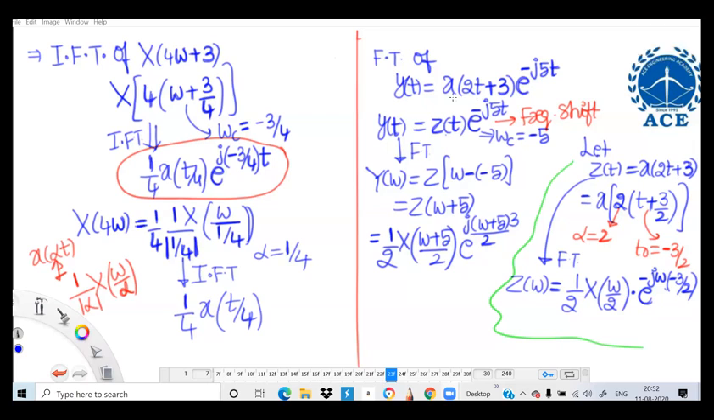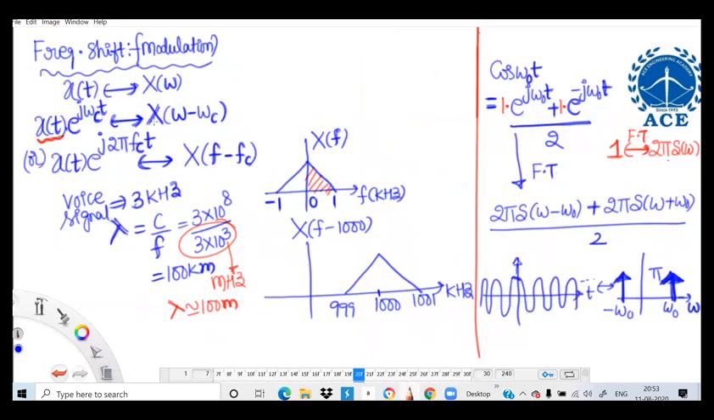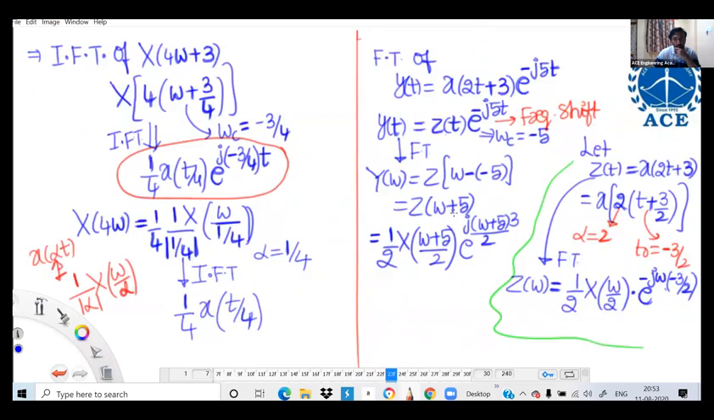Sir, in the given example, on the right side, I took e raised to j omega plus 5. Omega c is which number? This e power j omega c t, what is omega c here? Minus 5. Right. Modulation. Look at what is written there: I took e power j omega c t, that is x of omega minus omega c. Omega c here is minus 5. Substitute. Okay. I took only x of omega plus 5, so that was the complete term. The e raised to term I didn't take.